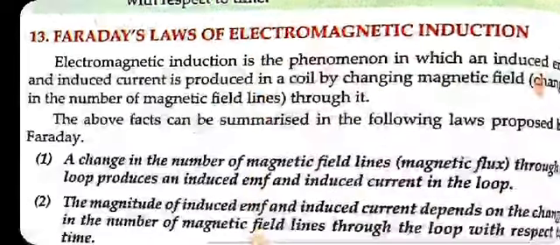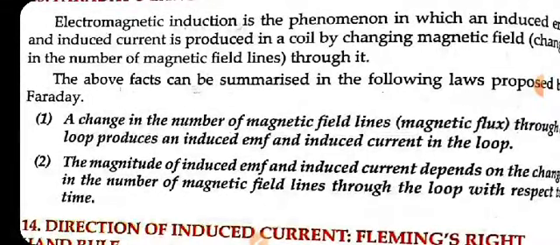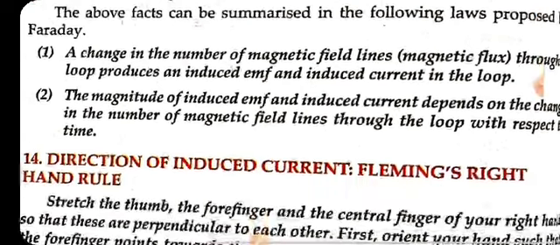So from this, Faraday concluded, first, that the change in the number of magnetic field lines through the loop produces an EMF, and this induced current is in the loop. That is, when the magnetic field lines change due to the motion of the coil or the motion of the magnet or both, there is production of induced EMF and also induced current in the circuit.